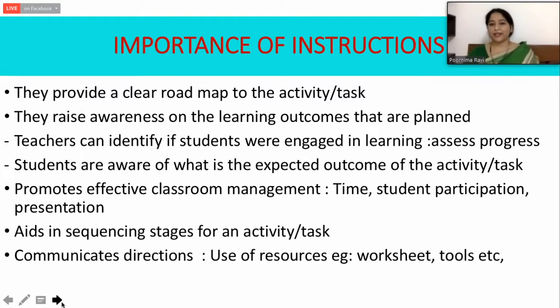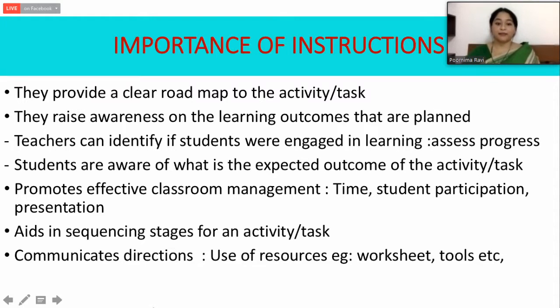Supposing there's a complex activity which involves a lot of stages and procedures, instructions would be beneficial to make them bite-sized into small chunks so that there's one stage. Once you complete the first stage, you move on to the next stage, and towards the end, you complete it and finish off with feedback. So it helps to create that sequence in the classroom.